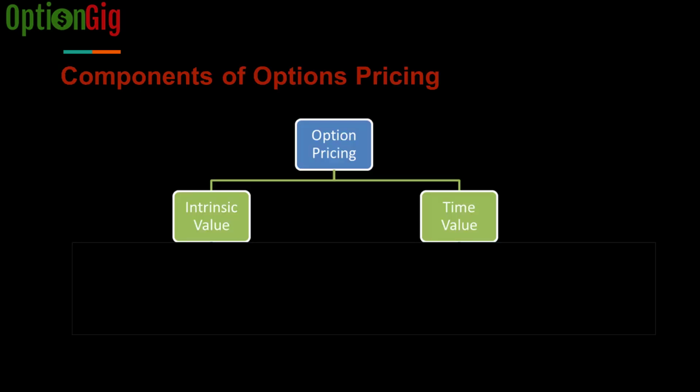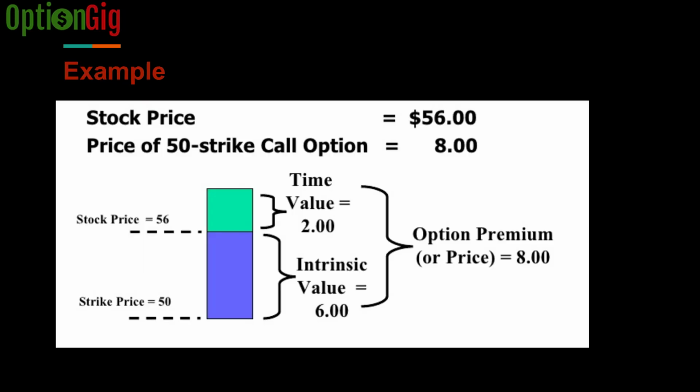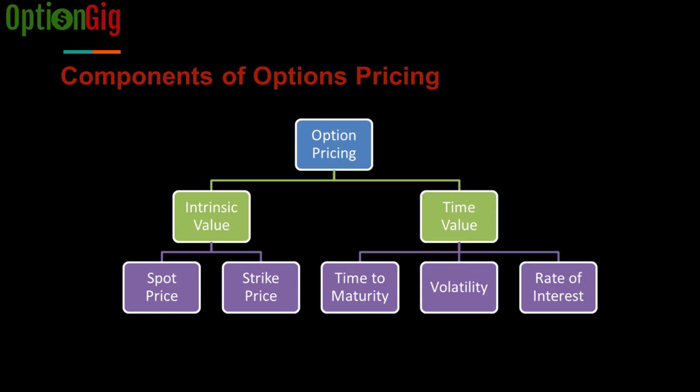Now let's look at the various components of option pricing. We talked about the intrinsic and extrinsic, or the time value. Intrinsic value is calculated by the difference between the spot price and the strike price. When I say spot price, it also means the current market price. As we have seen in our previous slide, the difference between 56 and 50 is $6, and that is the intrinsic value. Now the extrinsic value or the time value is impacted by multiple other factors.